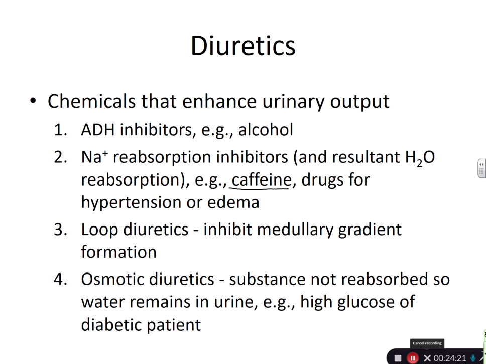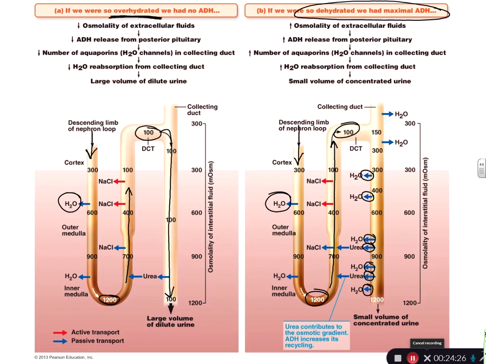Loop diuretics. These are a little different. Loop diuretics are a type of drug that prevents you from getting the medulla in the kidney to be so salty. And if the medulla is not salty, then you can't concentrate your urine down to 1200 milliosmoles. If, let's say, the medulla only gets to 600 milliosmoles, well, that would be as concentrated as your urine could get. So a loop diuretic interferes with how salty the medulla in the kidney is, and that's going to influence how concentrated your urine can get.